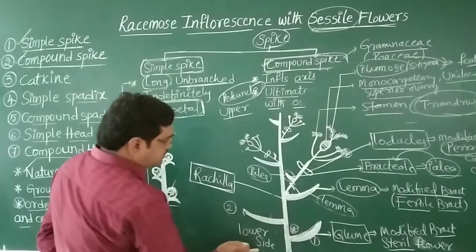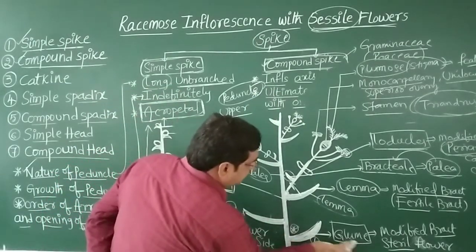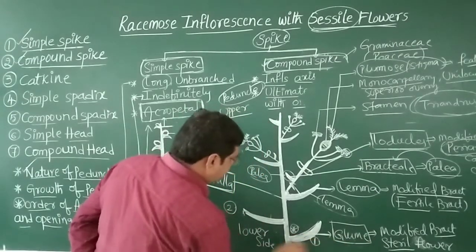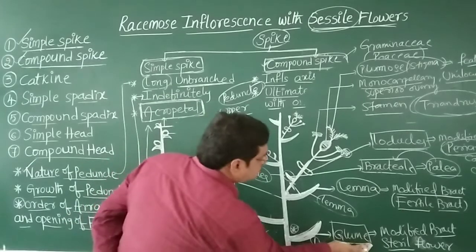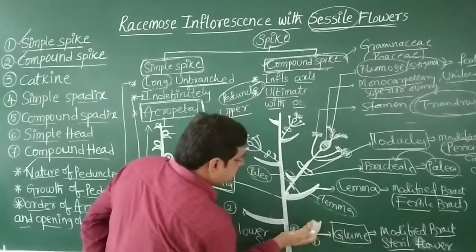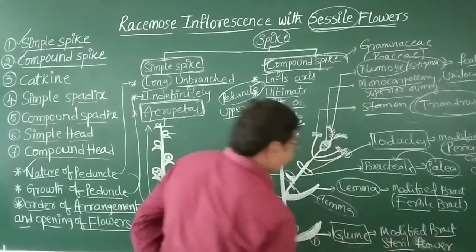In this compound spike, on the lower side some bracts are there. These bracts are called glumes. This is the first glume, this is the second glume. The glumes are modified bracts. In these glumes there is no flower, so they are sterile.